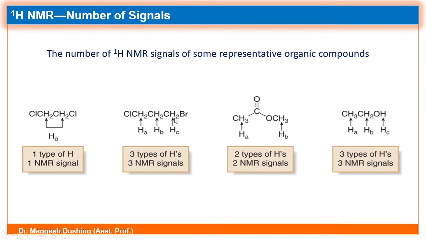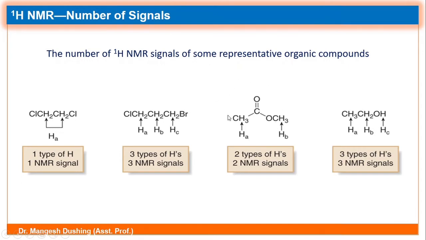So there are three types of protons. This CH2 gives one peak, this CH2 gives a second peak, and this CH3 will give a third peak. So there are three types of proton, HA, HB and HC. So it will give us 3 NMR signals in the NMR spectrum.